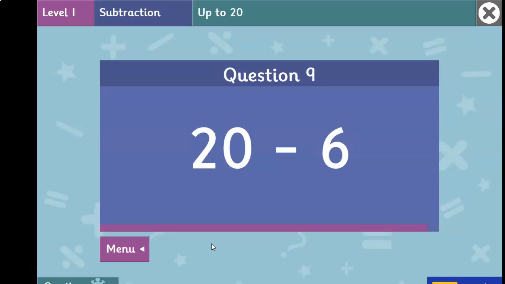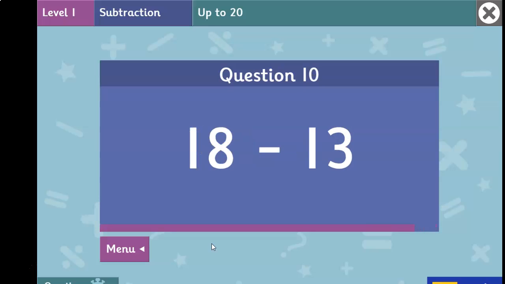19 take away 17. 20 take away 6. If you know your number bonds, this is very easy. What would be 10 take away 6? And add another 10. 18 take away 13. What's the difference there? Remember, you can count up from 13 to 18.